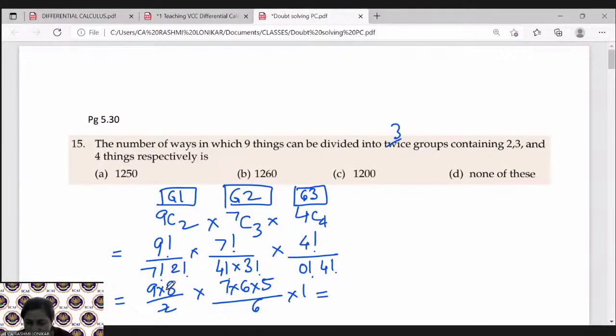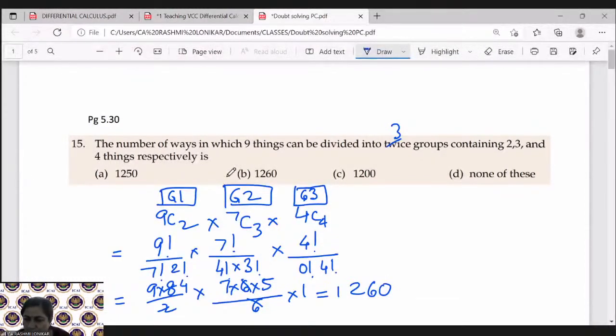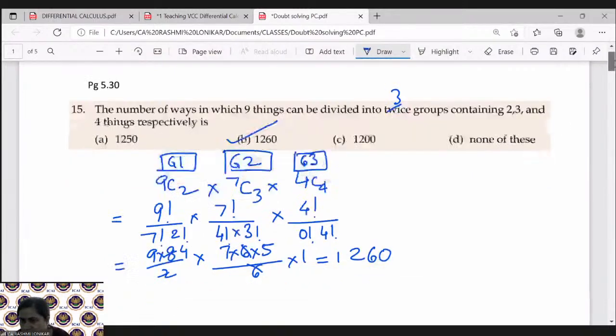So the 6 gets cancelled. 8 upon 2 is 4, 7 and 5. So, sorry, 9 into 4 into 7 into 5. The answer is 1260. So this is your correct answer. Let us quickly move to the next sum.